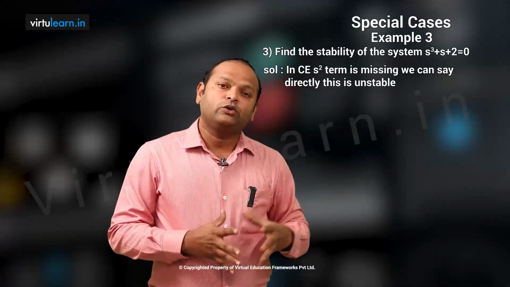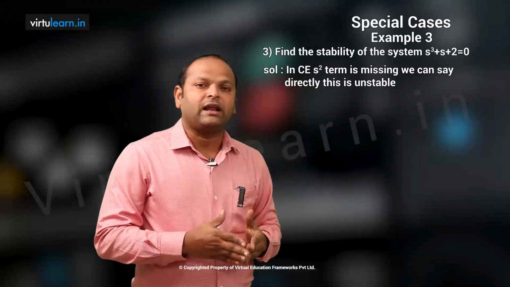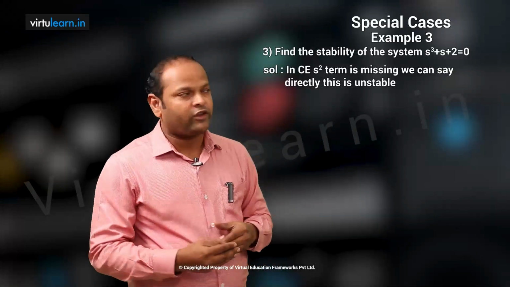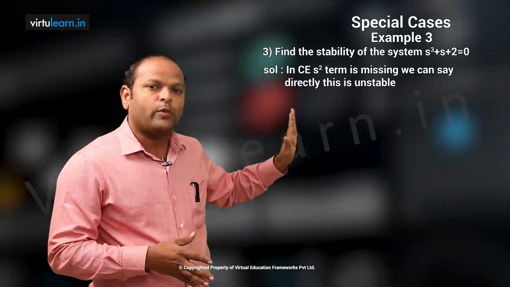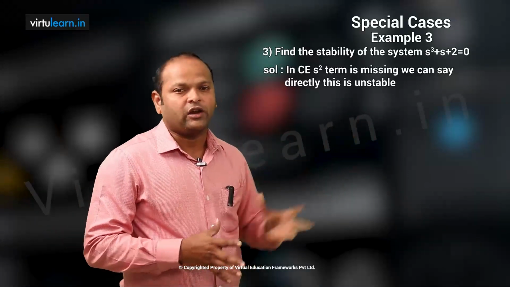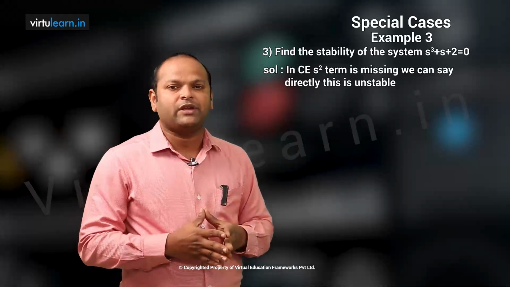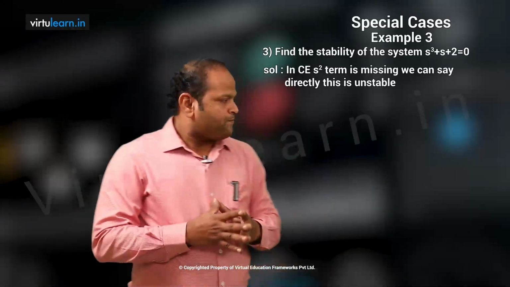But if we want to know how many poles are lying in the right of the S-plane, then we need to form the Routh's array. So let us look at how many poles are lying in the right of the S-plane. We know already the system is unstable.